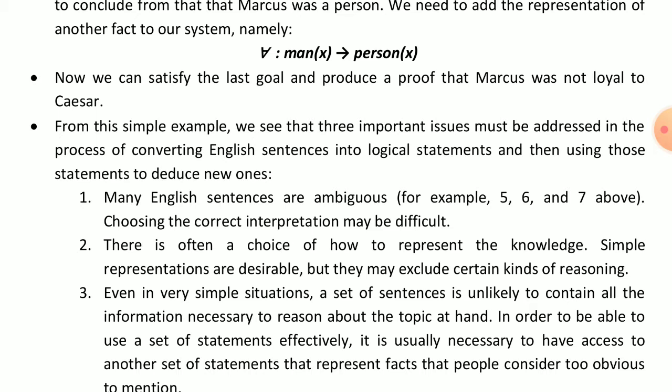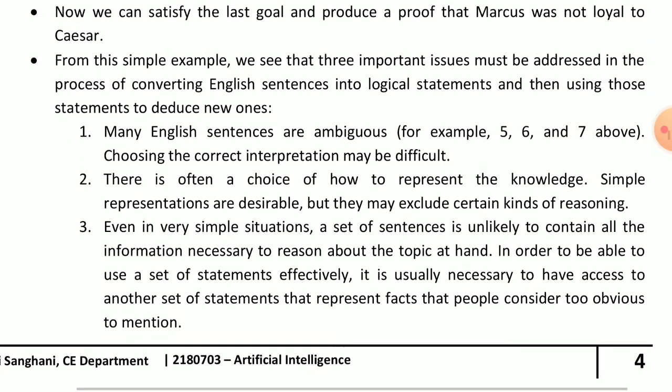Okay. So we can start with the simple example. And then we can make the three different issues, and we can follow some English sentences and convert them into logical statements. And here deduce means we can make the small sentences from the large sentences.